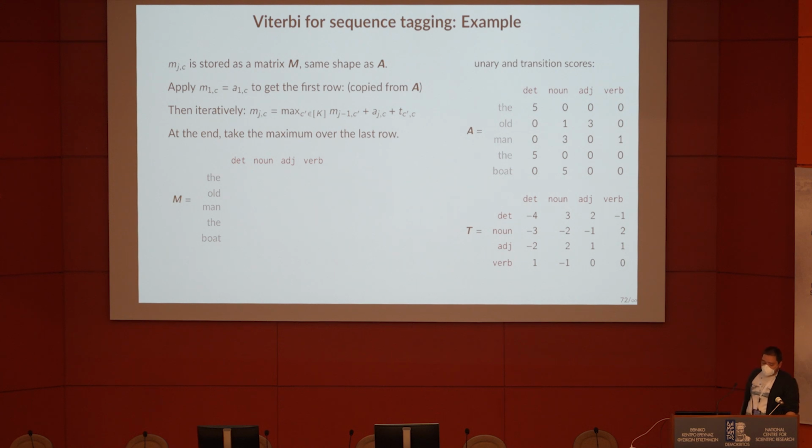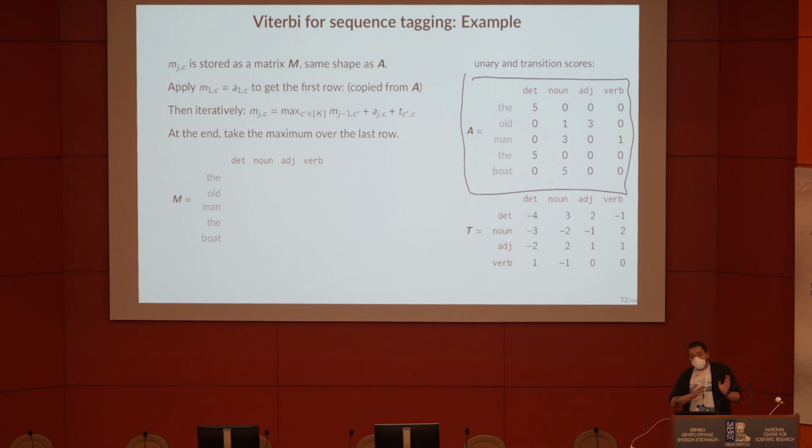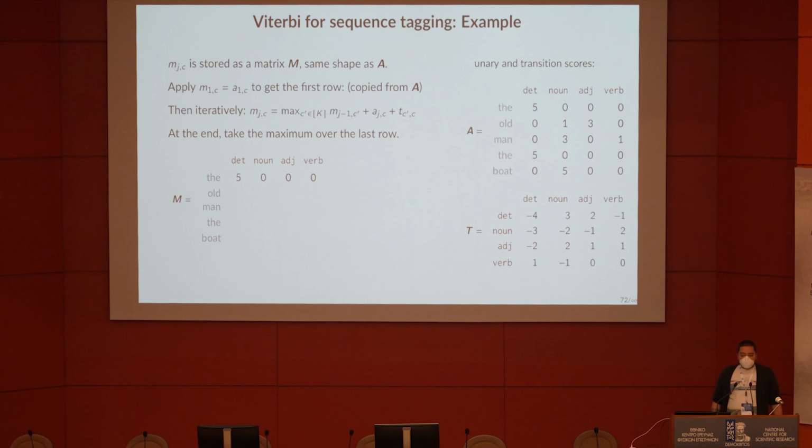How would this look like as an example? So remember that we have our so-called unary scores. This is the decomposable part. This is the classifier part of the model. And then let's also have some transition scores that now tell us what pairs of tags are more natural in a certain order. Okay? So now let's do the algorithm one by one.